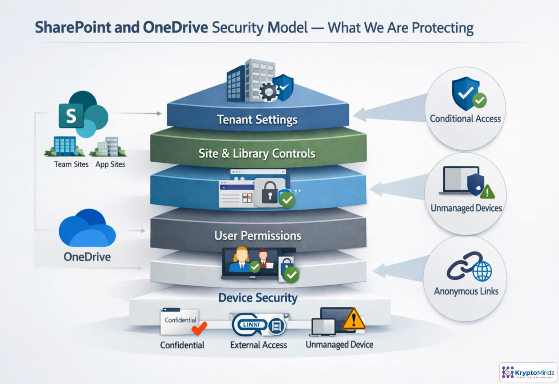SharePoint and OneDrive security works as a stack, not a single switch. SharePoint usually holds shared business spaces, such as team sites, project content, intranet pages, and connected apps. OneDrive holds user-owned work files. Protection starts at the tenant, then narrows through site settings, library controls, permissions, sharing links, labels, access rules, and device posture. Risk increases when external sharing, anonymous links, unmanaged devices, or sync are allowed without boundaries.